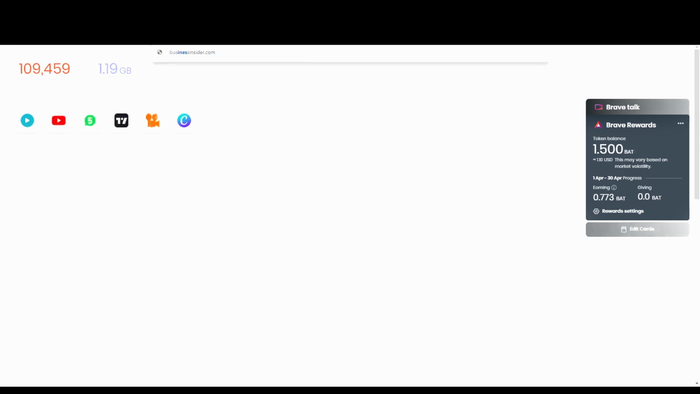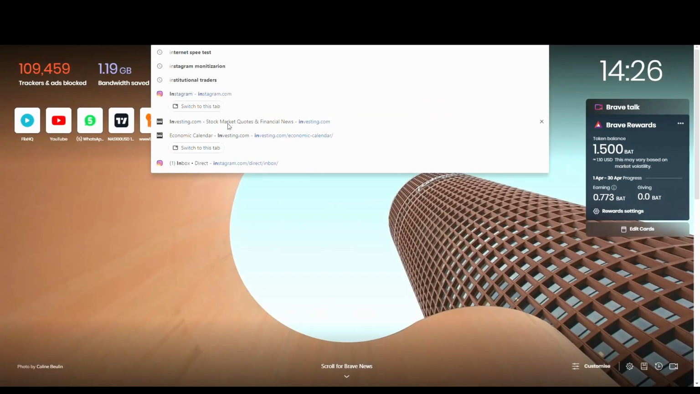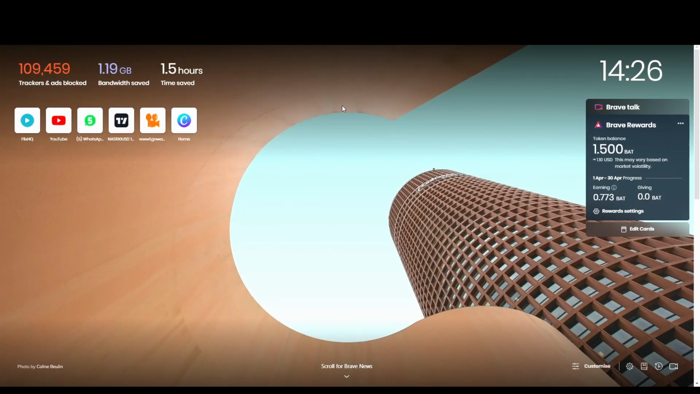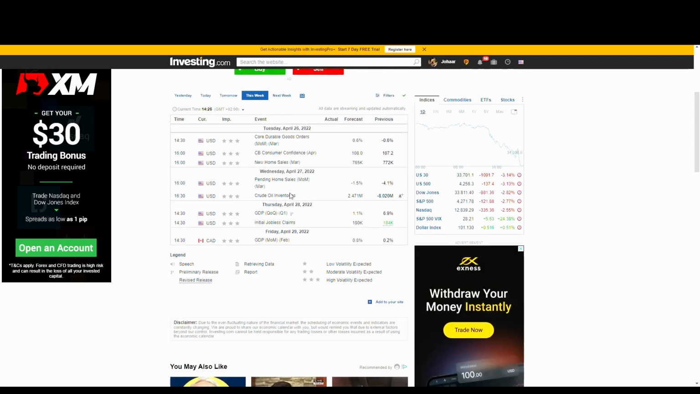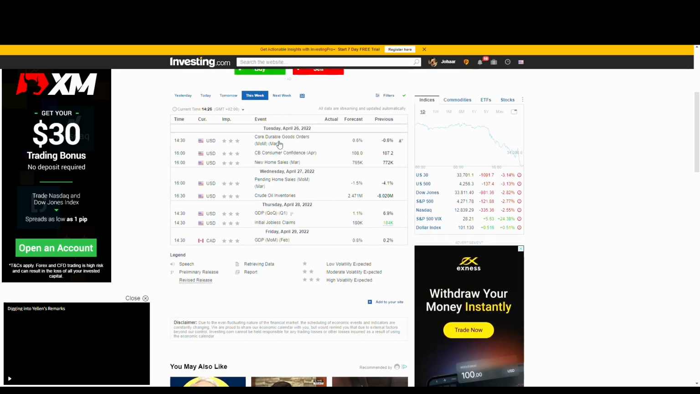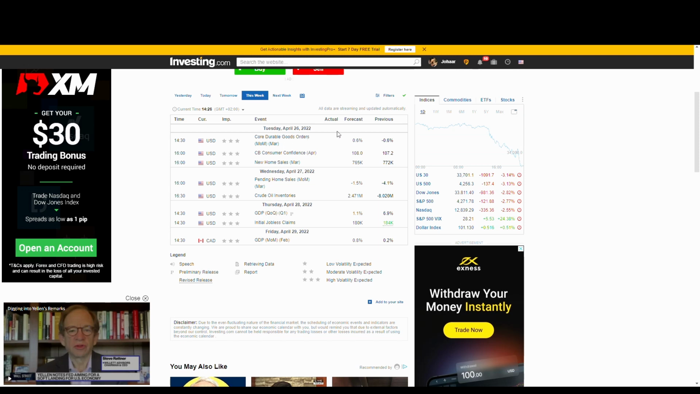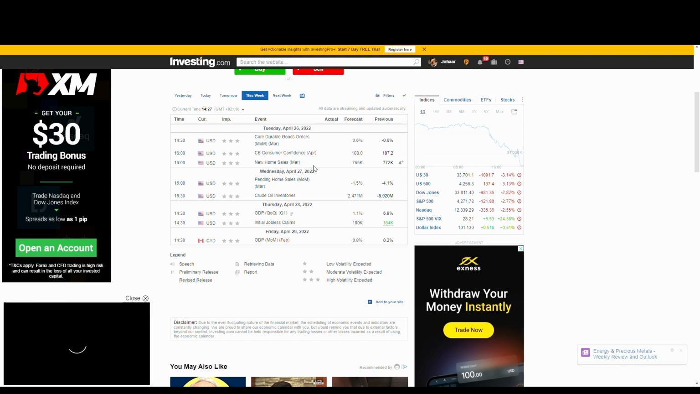Then we just want to have a quick look at the news. Alright, we'll have a look at the economic calendar. Right, so let's go. Is it this week? Yeah, so we're looking at quite a busy week for the USD markets, right? So we're looking at core durable goods, we're looking at consumer confidence. This is soft data, so I don't really care too much about that. New home sales, pending home sales, crude inventories. Then we have this GDP.